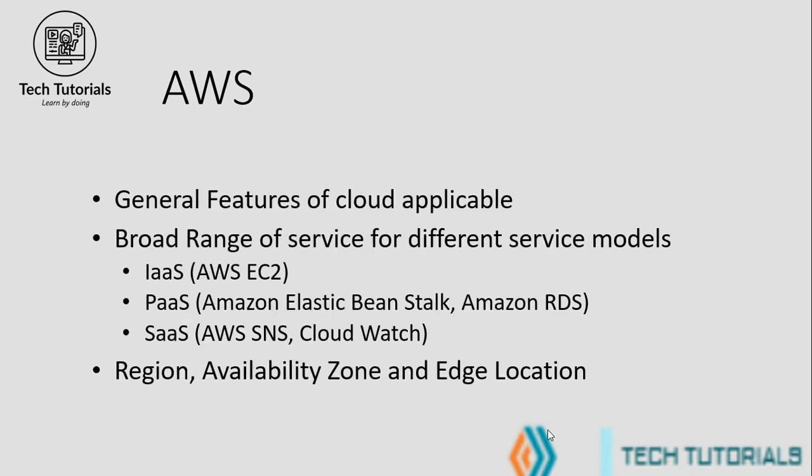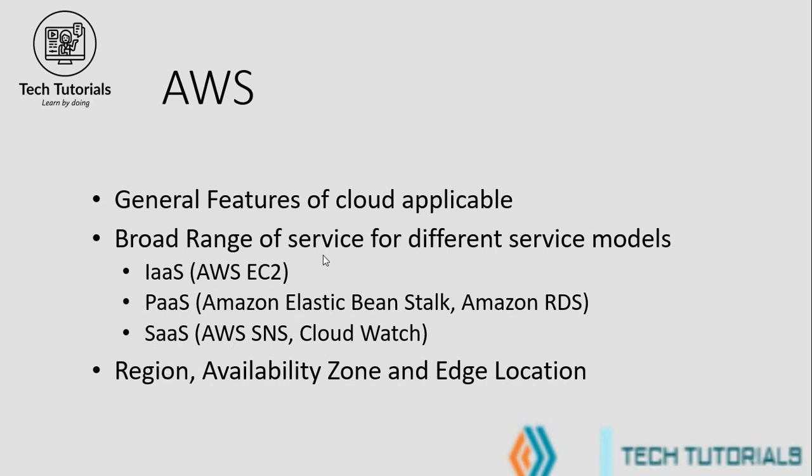Since AWS is a cloud vendor, the general features of cloud are applicable to AWS also. AWS provides services like EC2 under IaaS, services like Elastic Beanstalk and Amazon RDS under PaaS, services like Amazon SNS and CloudWatch under SaaS. The coverage of AWS is divided into three different types.